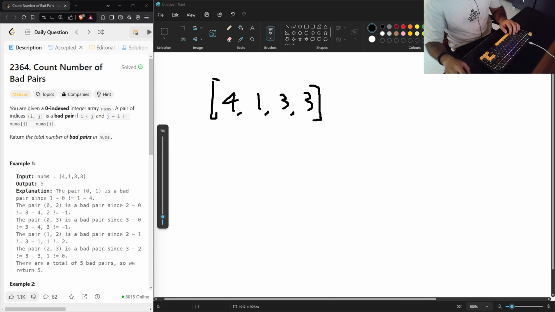Alright everyone, welcome back to day 40 of our daily LeetCode challenge, and today we have Count Number of Bad Pairs. So let's try to understand the question.